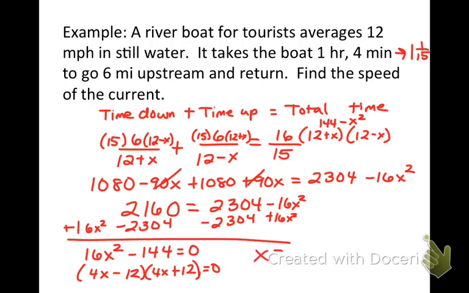Now, which answer makes sense to this problem? Yeah, find the speed of the current. Well, it's not going to be negative 3 miles per hour. So 3 miles per hour.